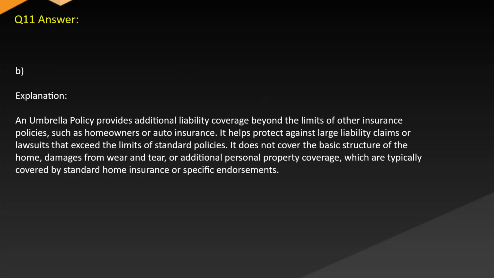Answer. B. Explanation. An umbrella policy provides additional liability coverage beyond the limits of other insurance policies, such as homeowners or auto insurance. It helps protect against large liability claims or lawsuits that exceed the limits of standard policies. It does not cover the basic structure of the home, damages from wear and tear, or additional personal property coverage, which are typically covered by standard home insurance or specific endorsements.